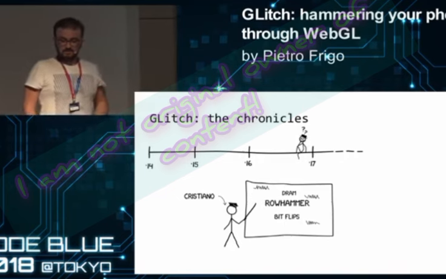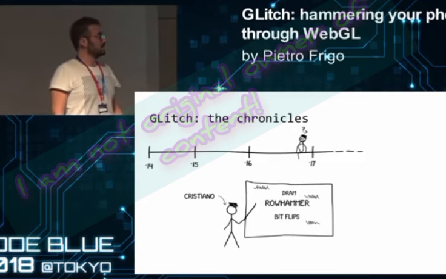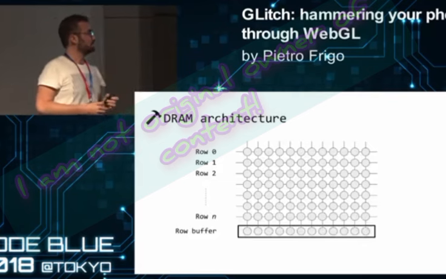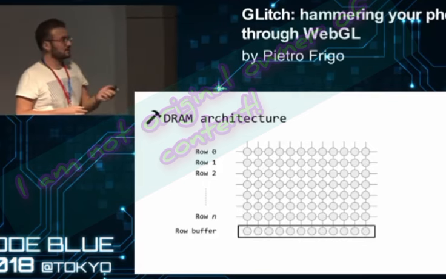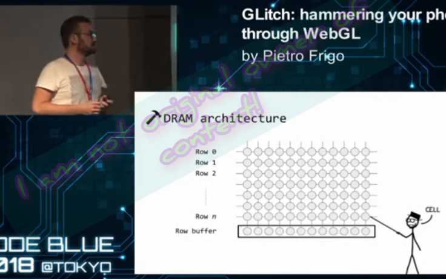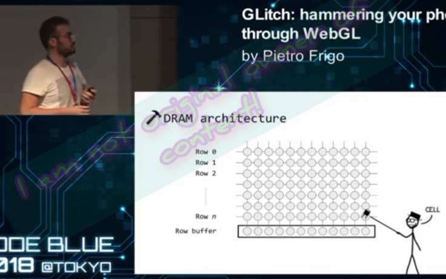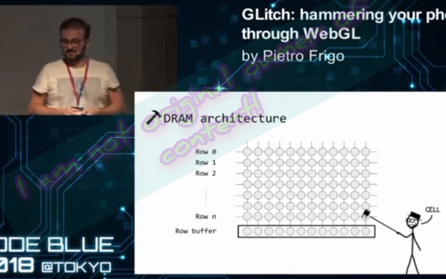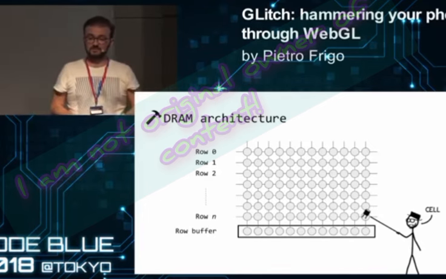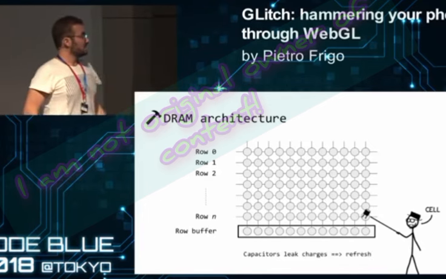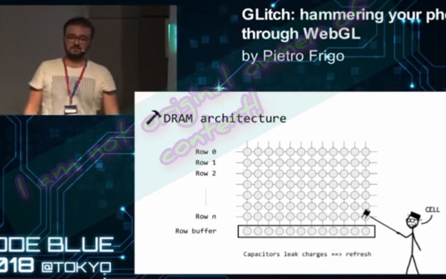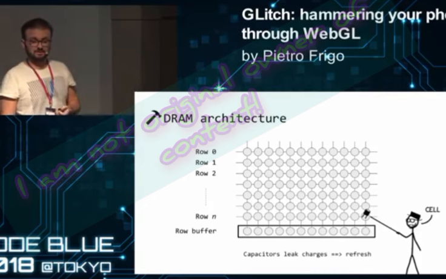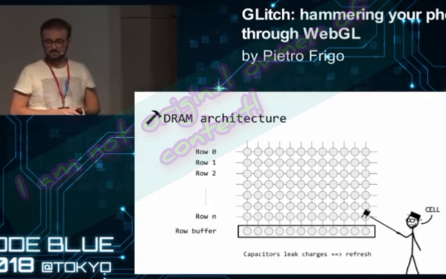So let me explain how DRAM works and what Rowhammer is. This is how you can look at DRAM, which is basically a grid of a lot of cells. These cells contain capacitors. And capacitors, if you have any background in electronics, don't keep their charge forever, so they leak charge over time. As a consequence, they need to be refreshed to keep the data, otherwise you will lose the data stored in DRAM. That's also why it's called DRAM, dynamic random access memory.